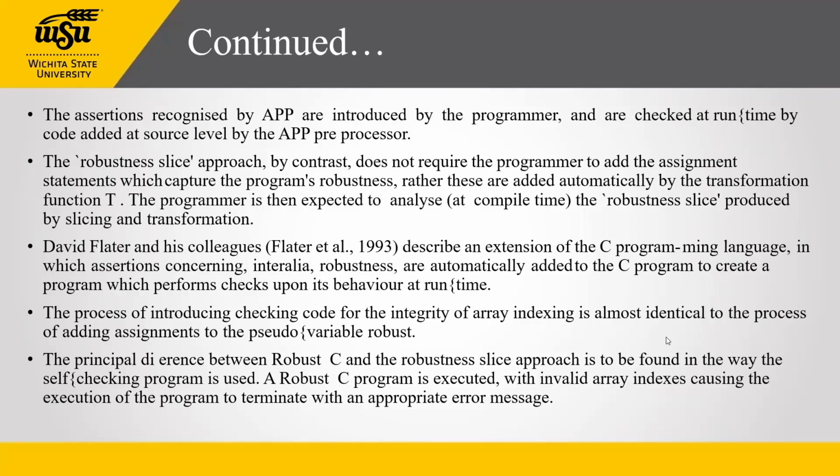The principal difference between robust C and the robustness slice approach is to be found in the way the self-checking program is used. Here we use the self-checking program just to check the robustness of the slice, whereas the robust C program is executed with invalid array indexes, causing the execution of the program to terminate with an appropriate error message. We terminate the program when we get an appropriate error message.